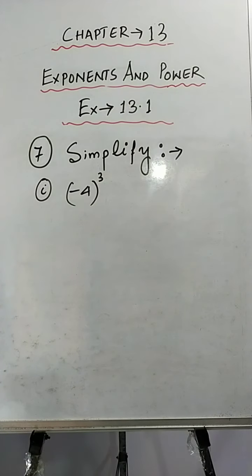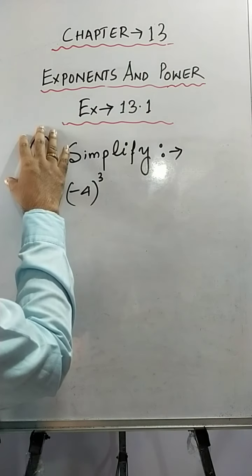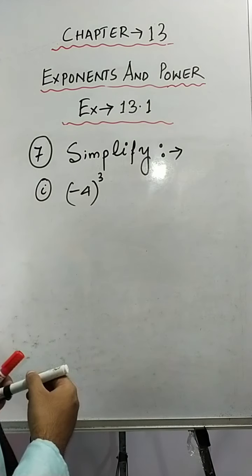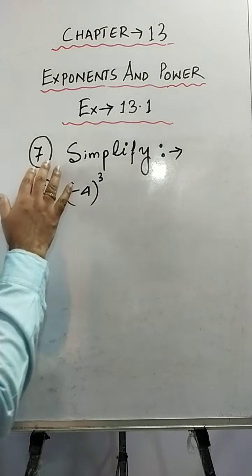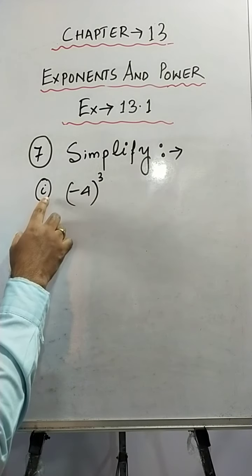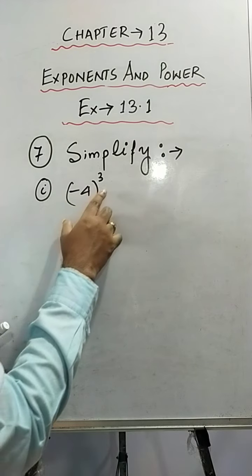Students, today I will explain question number 7 and 8 of exercise 13.1, chapter Exponents and Powers. Now, what is there in question number 7? We have to simplify all the sums. In question number 1 we have minus 4 to the power 3.